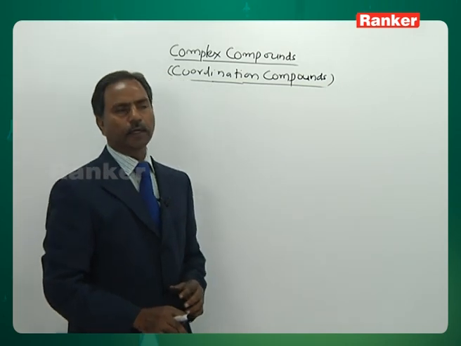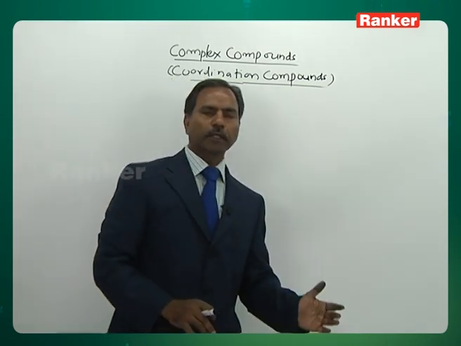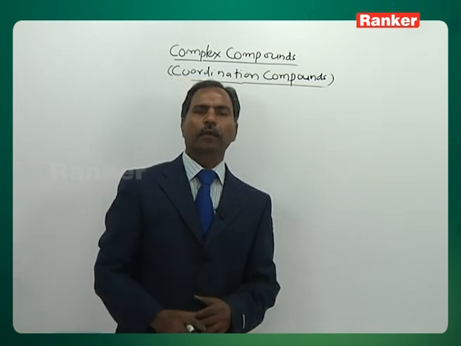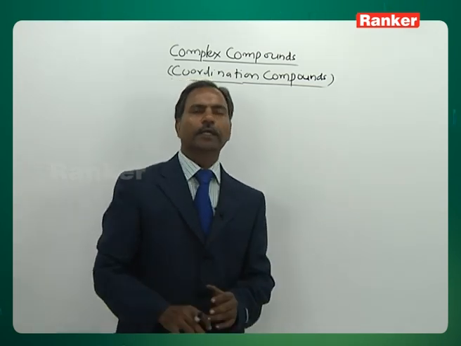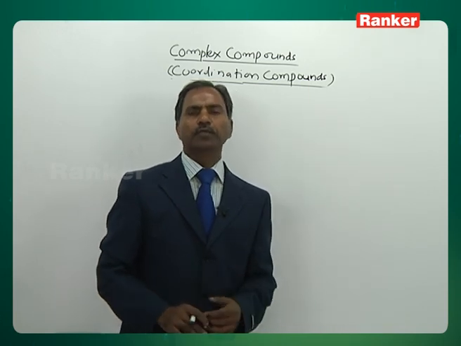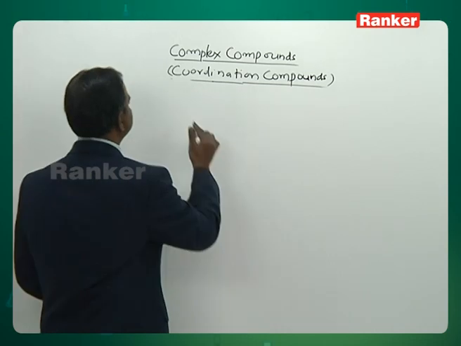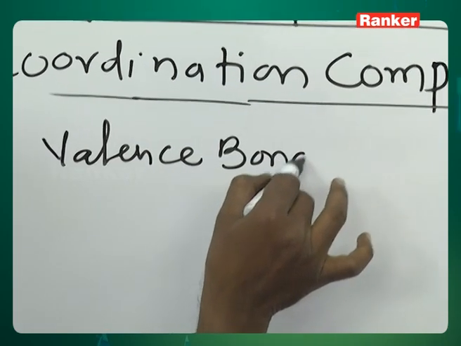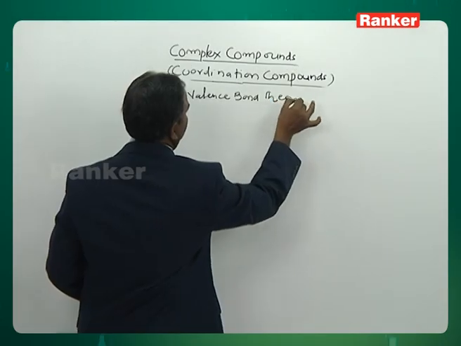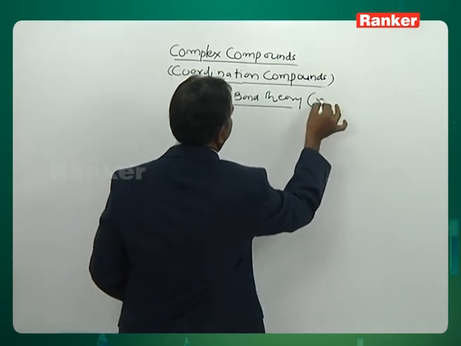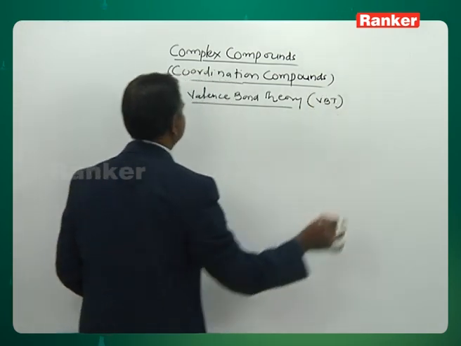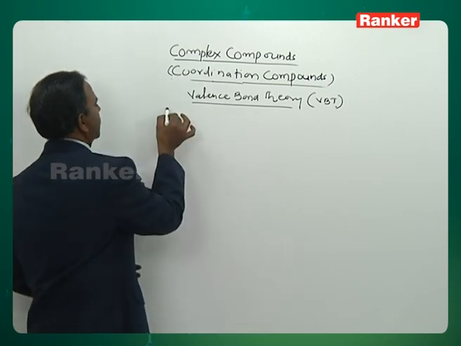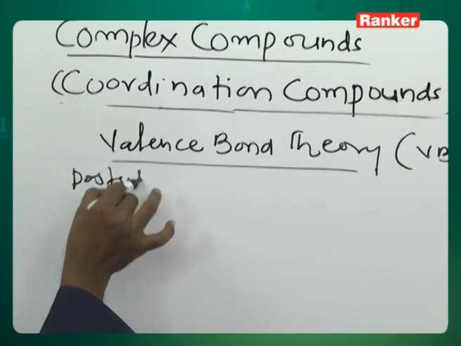Right. In complex compounds, first we completed the ligands, coordination number, oxidation number, theories of complex compounds, Werner theory, Sidgwick's theory. Then we entered into nomenclature. This is all we have completed. Now let us see the next theory, valence bond theory, VBT. Let me explain the important postulates of this valence bond theory.